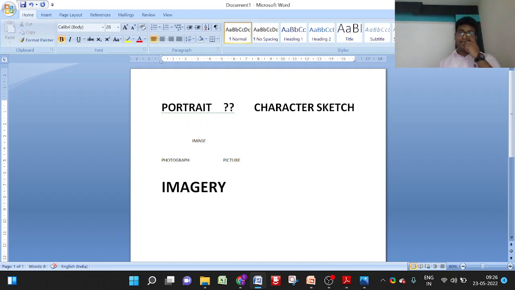Sketching the character through pen. That's why it is character sketch. And whenever I'm just sketching someone's face, I'm not sketching the character. Anyway, the more we are into the text, the more these things will be evident to you, the more these things will be understood by you.